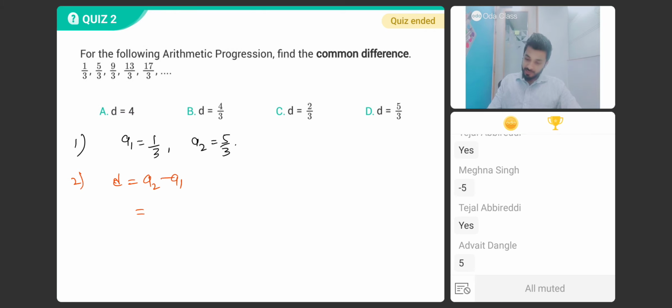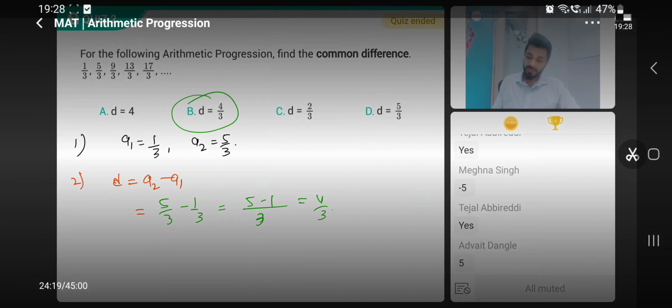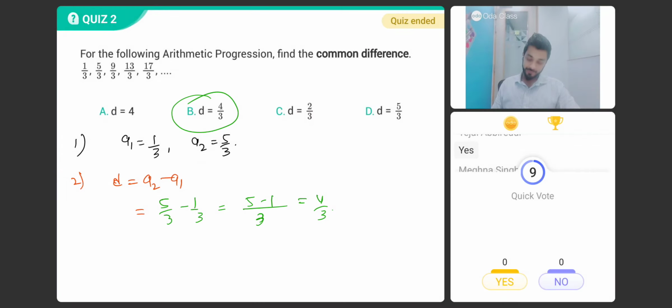Okay, so it is very simple. Now you just substitute the value: 5 by 3 minus 1 by 3. So the denominator is same, so we can write 5 minus 1, right? So it will be 4 by 3. So option B is the correct answer. Yes, clear everyone?